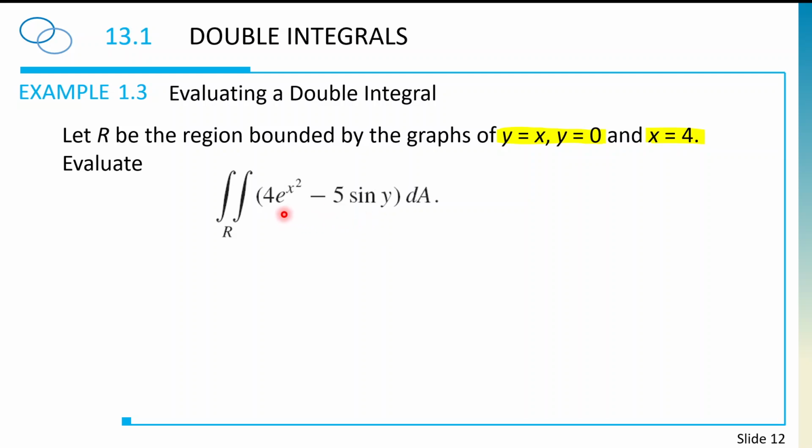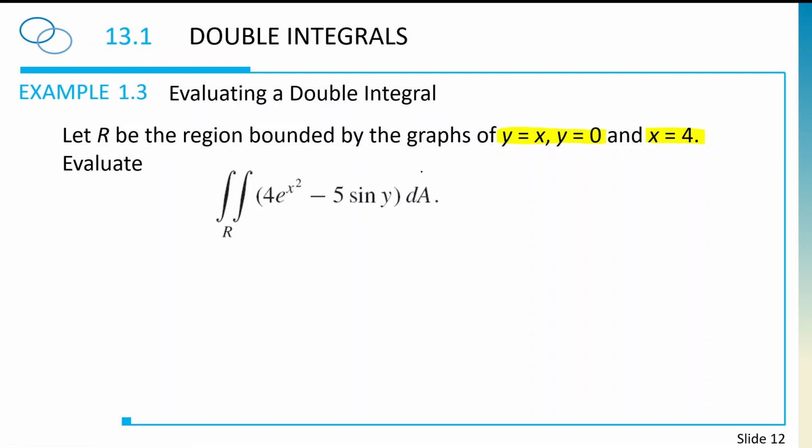What's easier for me, to start with x or y? Sin y, it makes no difference. I could do it for x or y easily. But this one is an issue. E to the power of x squared, we don't know its integration with respect to x. So that means it's much easier for us to start with what? With respect to y. So this now helps me to decide that I have to start with y. Okay, I'll start with y.